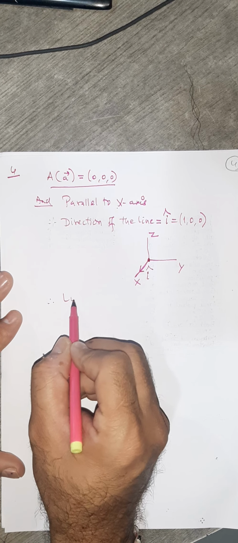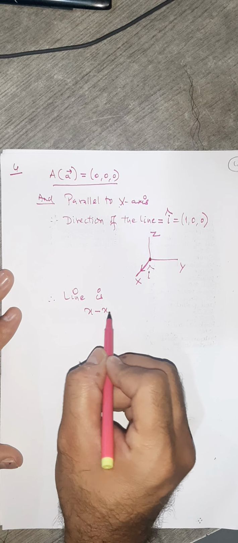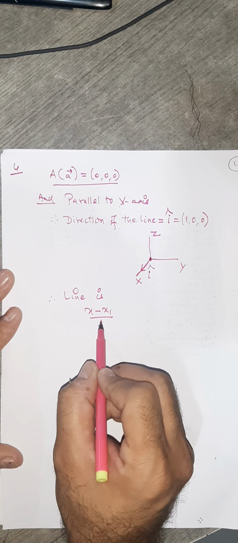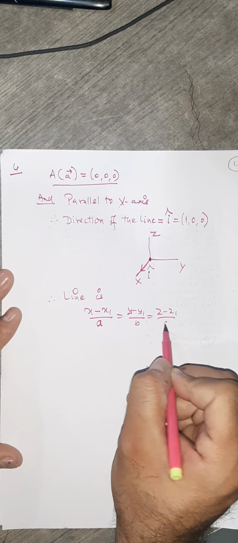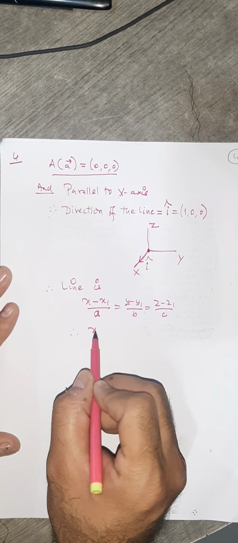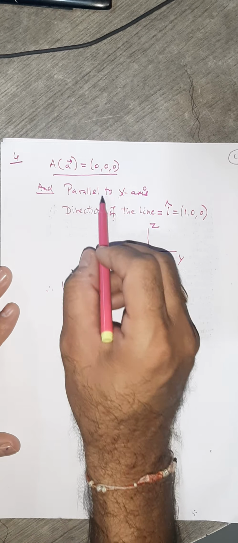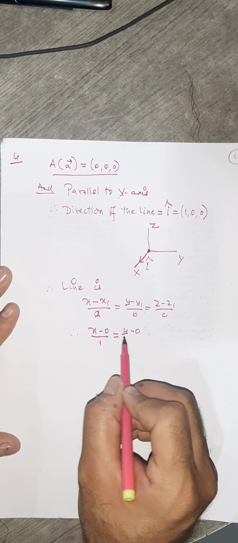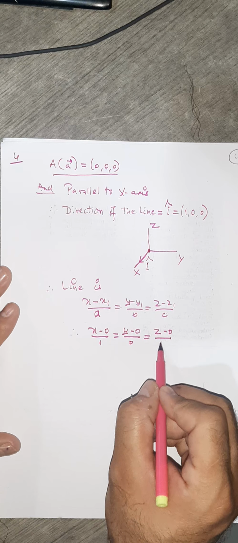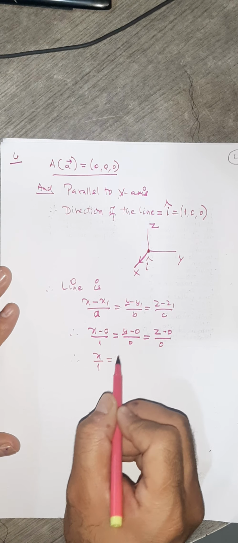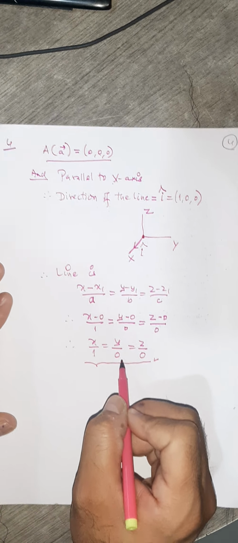So the line is given by, I'll write the Cartesian equation: x minus x1 upon A equals y minus y1 upon B equals z minus z1 upon C, where A, B, C are the direction of the line. x minus x1, where x1 is 0, upon 1. y minus y1, which is 0, upon 0. And z minus 0 upon 0 as well. So we get x upon 1, y by 0 and z by 0. This is the required line in Cartesian form.